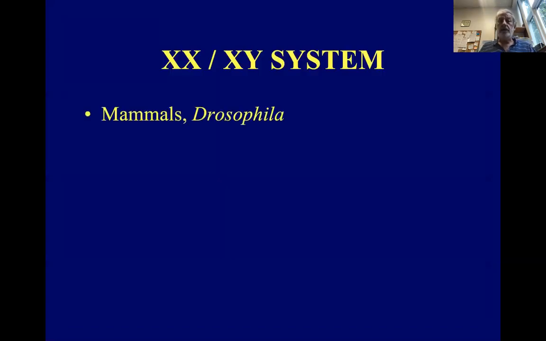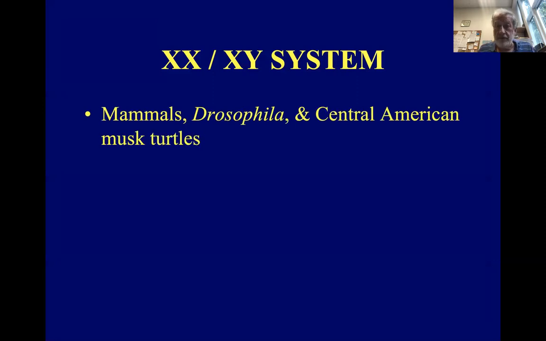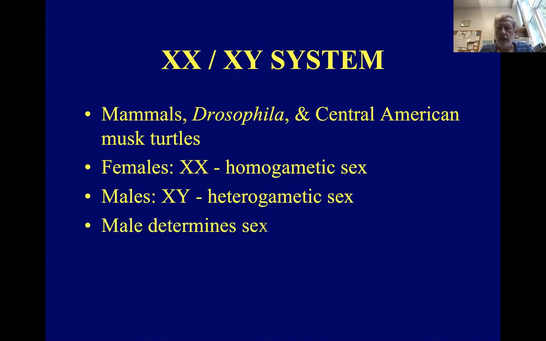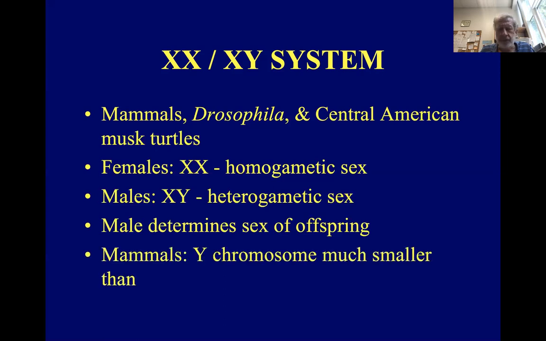The XX/XY system is found in us mammals, Drosophila fruit flies, and Central American musk turtles. The females are the homogametic sex. All their eggs have the X chromosome. Males are the heterogametic sex, so roughly half our sperm carries an X, the other half a Y. So it's the heterogametic sex that determines the sex of the offspring.